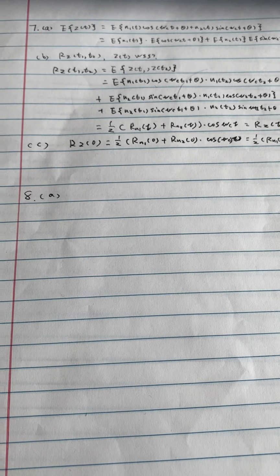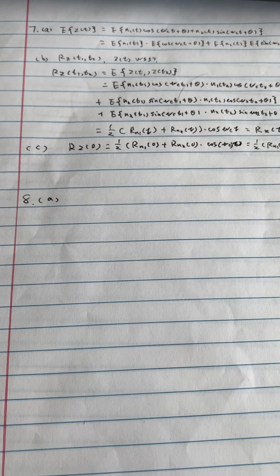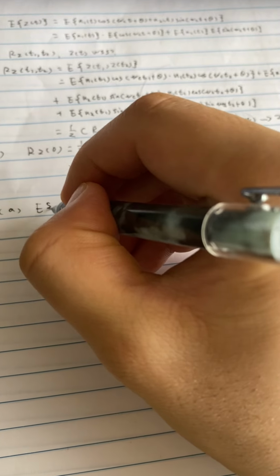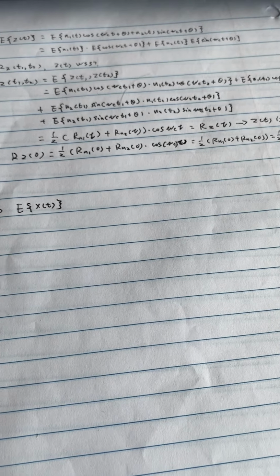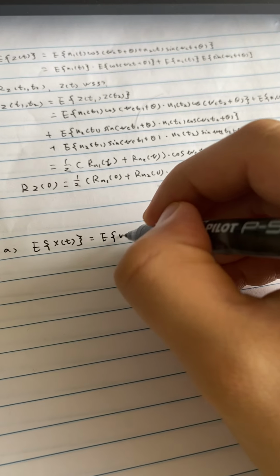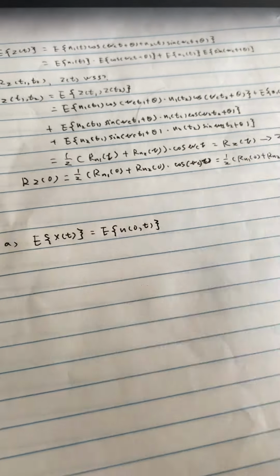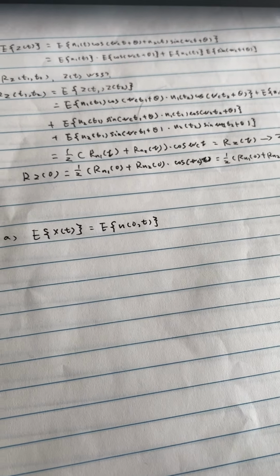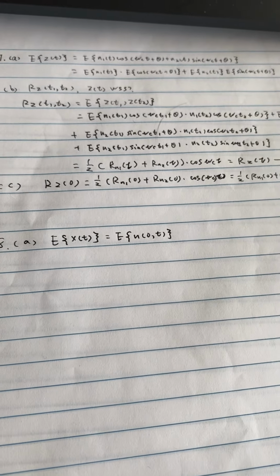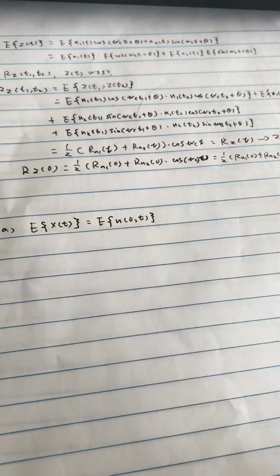Okay, let's continue to question 8. Question 8 is about the Poisson process. In part A, we need to find the mean of Xt, and Xt is equal to the Poisson distribution from 0 to t.